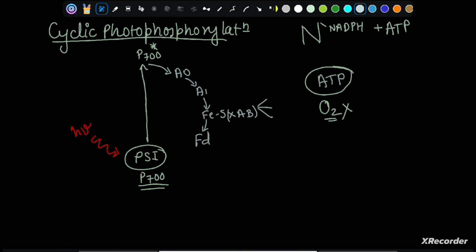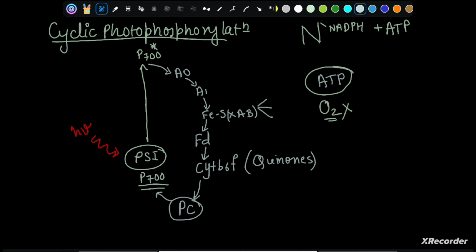ferredoxin, now to cytochrome B6F complex. And since cytochrome B6F complex also was accepting the electrons from the quinone, somewhere the quinones are also involved here. Okay, so now from here again the plastocyanin, that was the copper containing compound, comes into play, and finally the electrons are passed on back to the PS1 system. So this is the cycle that keeps going.